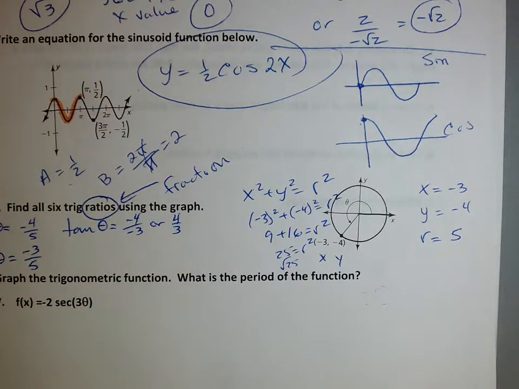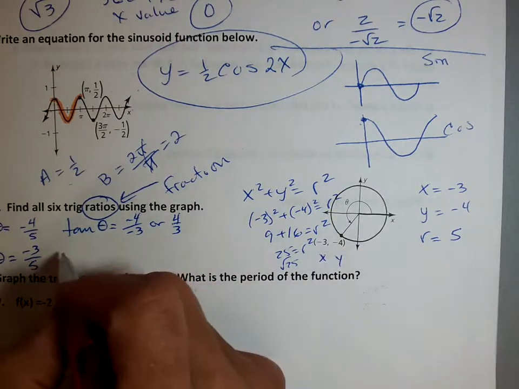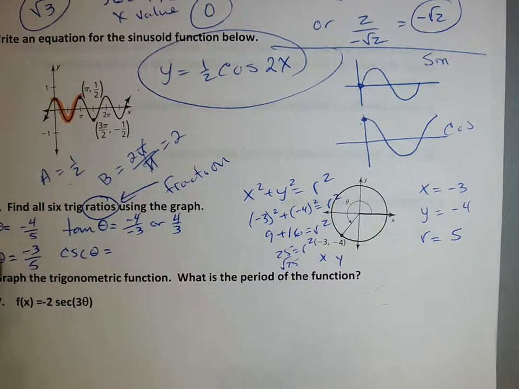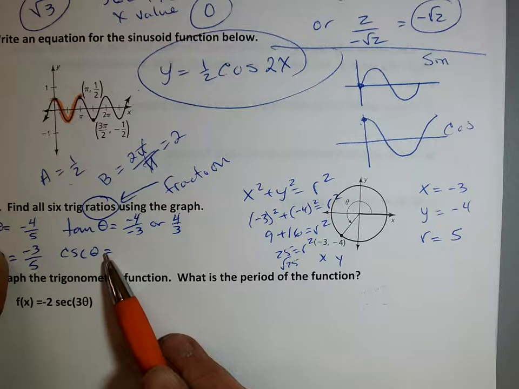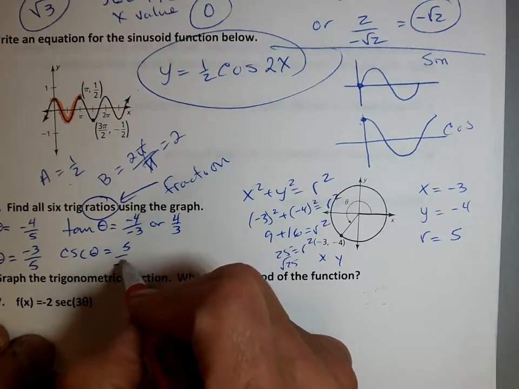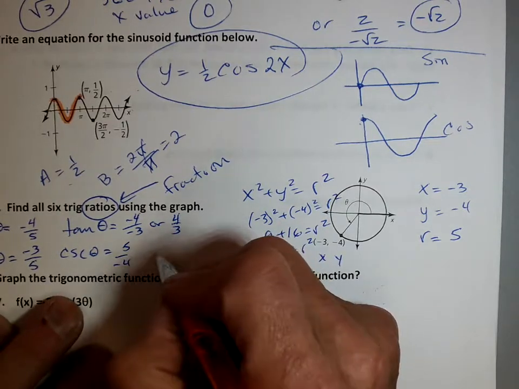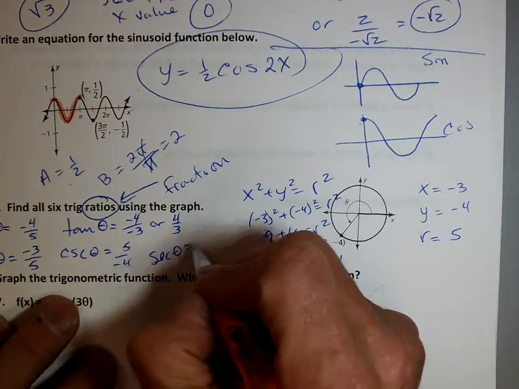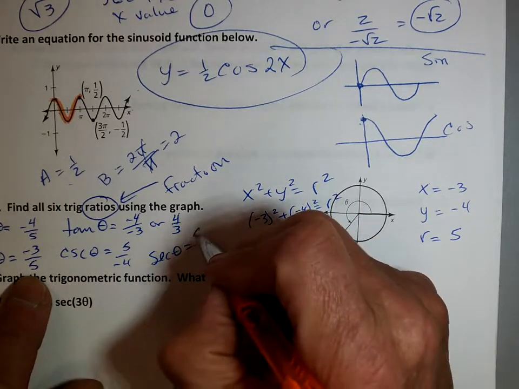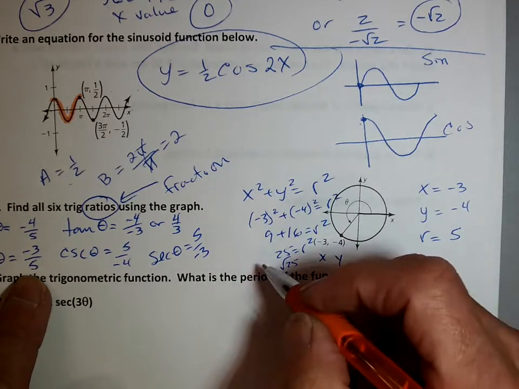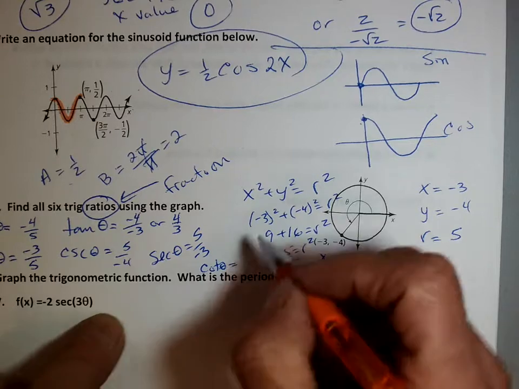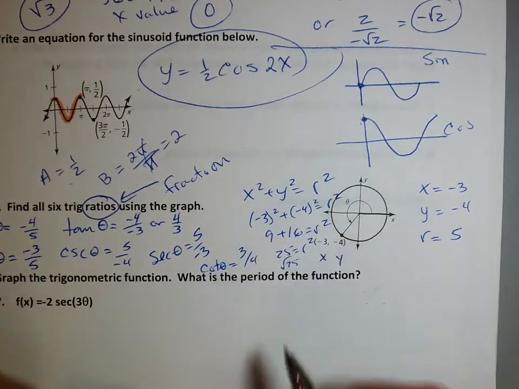Let's see, I need to do cosecant of theta, which is the opposite sine. So instead of -4 over 5, it's 5 over -4. Secant of theta, which is the opposite cosine, is 5 over -3. And of course, cotangent is the opposite tangent, so it's 3 over 4. Okay, there they are. There's all 6.